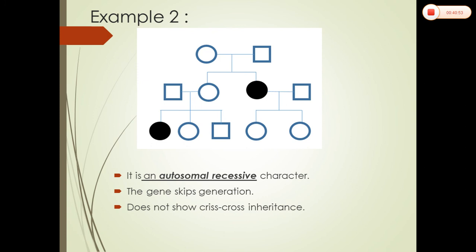In the third generation also, one daughter is affected. If it were crisscross inheritance, then in the third generation it should be skipped. So this is an autosomal recessive trait.